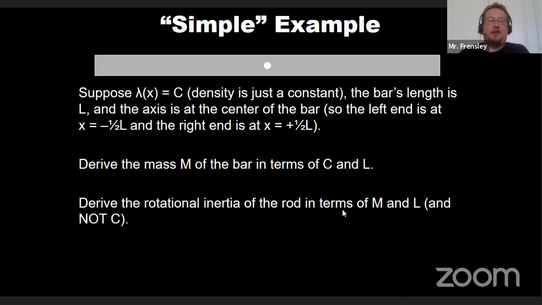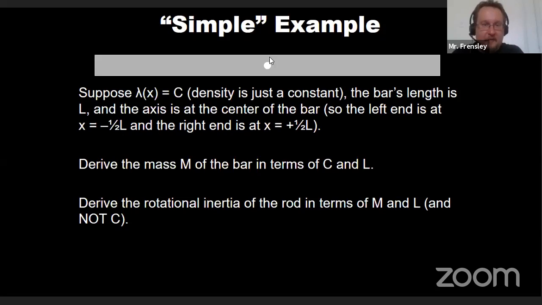Okay, here's a little guided practice. So I want you to pretend like you're given a rod and it has uniform density. So the density is just C. That's the easiest function in the world to integrate, right? Just integrate C in order to get the total mass, okay? Now, x equals 0 is the center and the length of the bar is L.